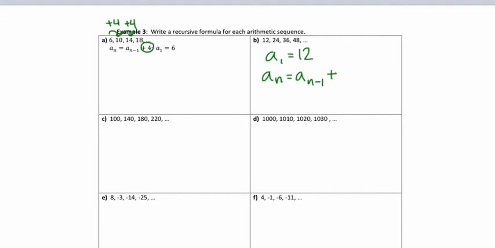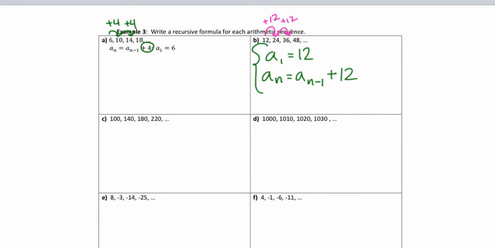So from 12 to 24, we added 12. From 24 to 36, we added 12, and so on. Because it's a common difference, the common difference is 12, which is what we'll write here. So this entire thing is our recursive formula.